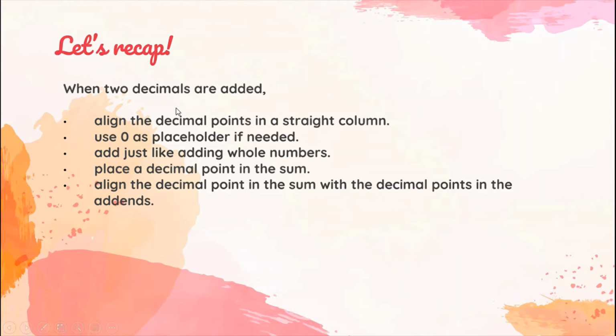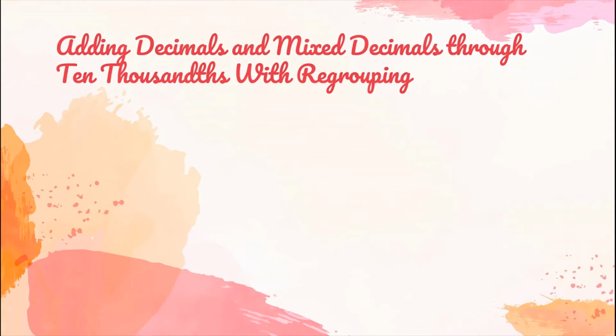Number 1, we need to align the decimal point in a straight column. Use 0 as a placeholder if needed. Add just like adding whole numbers. Place a decimal point in our sum and align the decimal point in the sum with the decimal point in our addends. Okay, so this time, let us proceed to our next lesson, and that is adding decimals and mixed decimals through 10,000ths with regrouping.